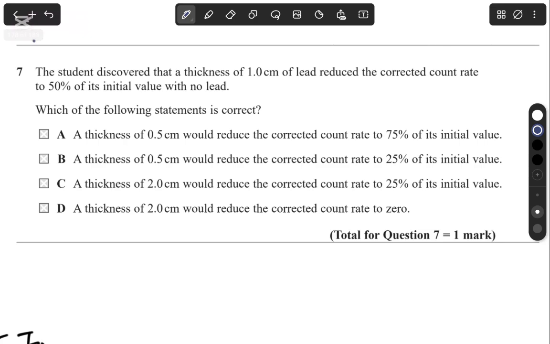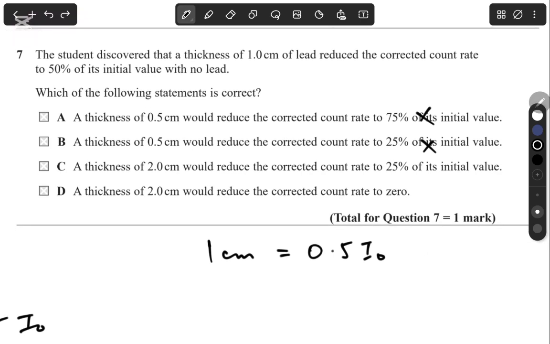The student discovered that the thickness of 1 centimeter of lead reduced the corrected counted to 50%. So our half thickness is 1 centimeter, which reduces the intensity by 0.5 I naught. First two options are wrong, okay, because you can't make this a linear relationship that, okay, this applies for 0.5 as well, right? Because half thickness, we're only talking about half thickness, we're not looking at anywhere else, okay? So first two are wrong. So the third one is the correct option because every 1 centimeter the thickness should halve, so it should be 2 centimeters equals to 0.25 I naught. So that's the correct answer.